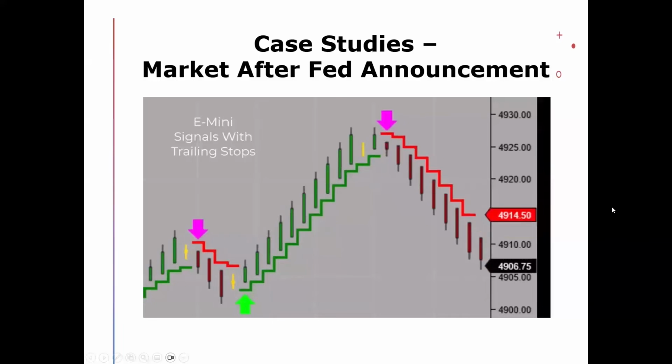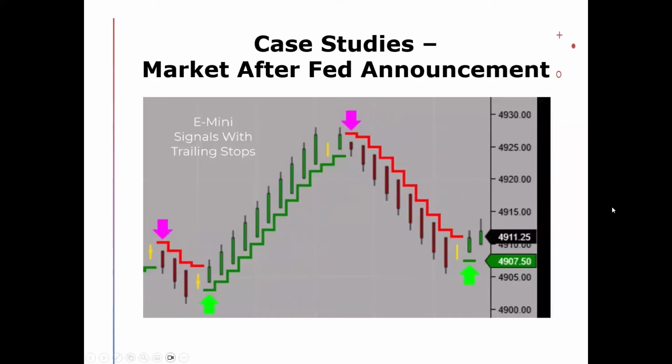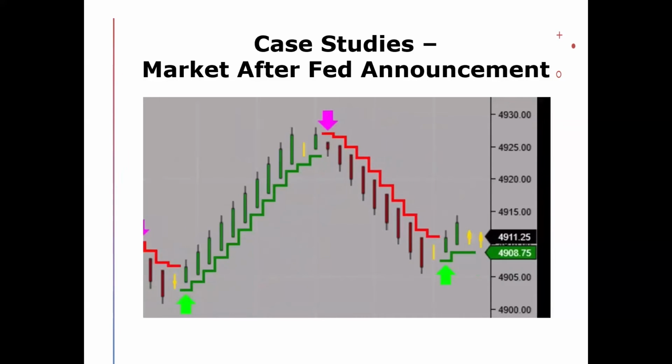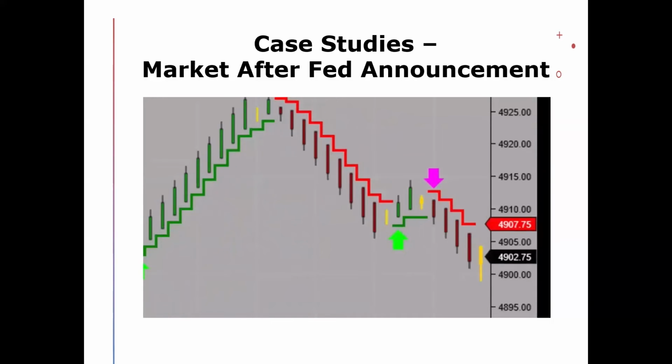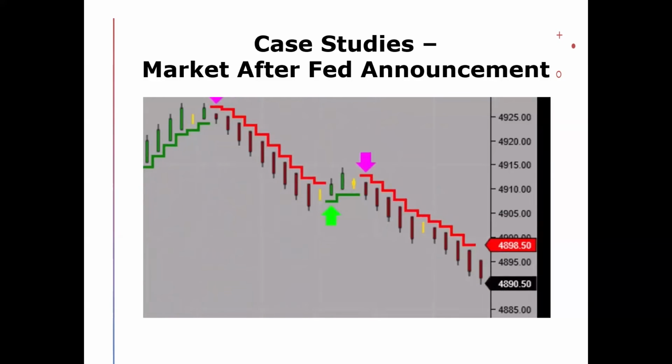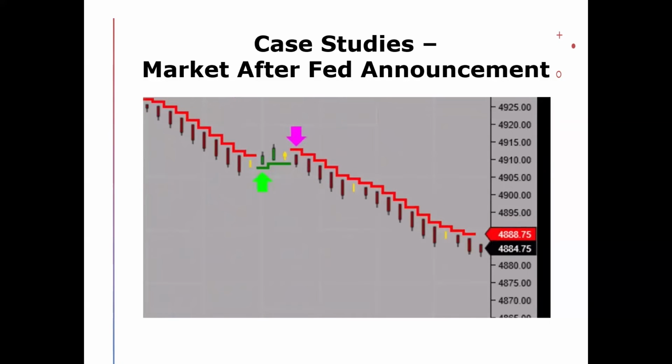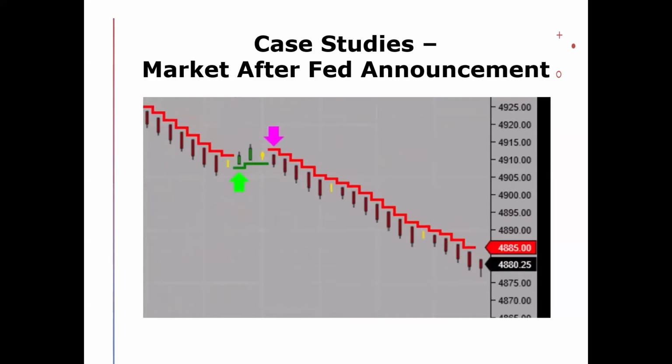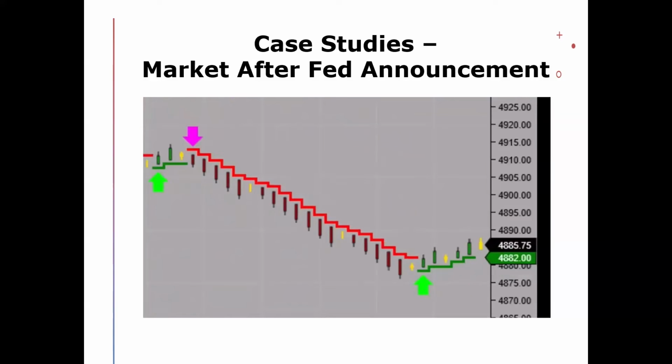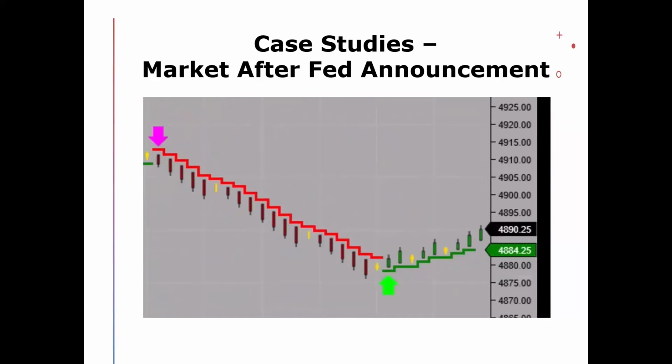You know, this is a chart. This is after, I think it was the last Fed announcement. This is our trend indicator charts after the last Fed announcement. Okay, so we know that after this Fed announcement, the markets make some pretty big moves in both directions. So that's the last Fed announcement.